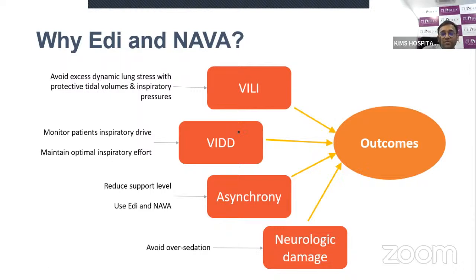By providing normal synchronous ventilation, there won't be any fighting with the ventilator. So we will avoid sedation, the neurological damage will be decreased, and in this way the babies' outcome will finally benefit.